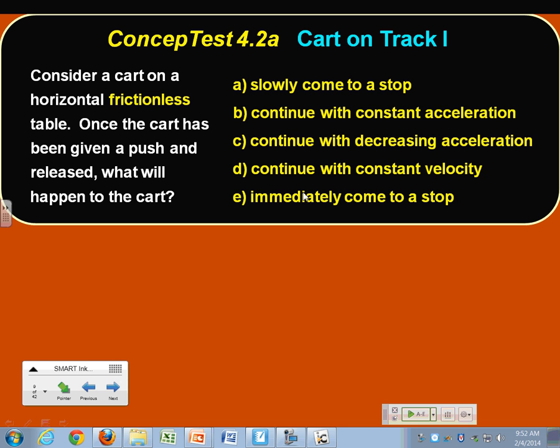But I push it and let it go, and I want to know what's going to happen to it after I let it go. Will it accelerate, continue with either constant or decreasing acceleration, come to a stop, move at constant velocity, that means move at a constant speed, or immediately come to a stop? Think Newton's first law, that if it's in a state of motion, it's going to continue to be in that state of motion unless a force acts upon it. Let's try it again.